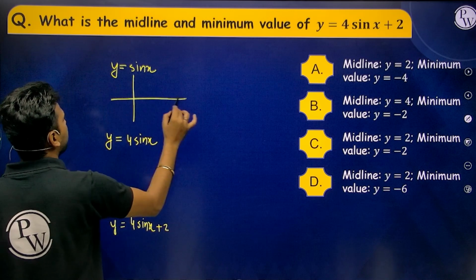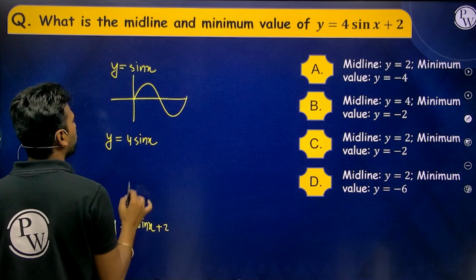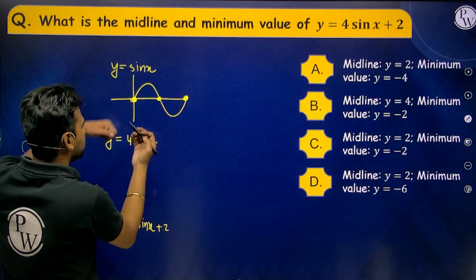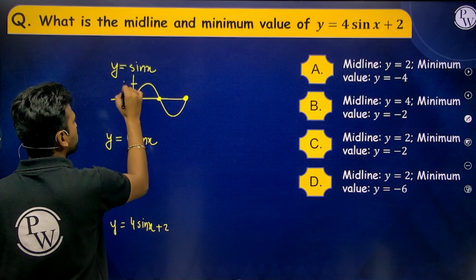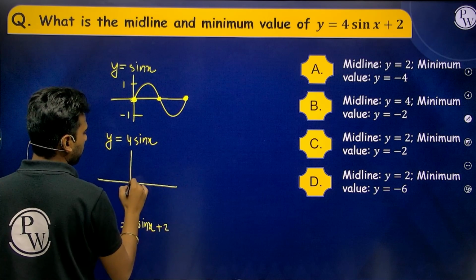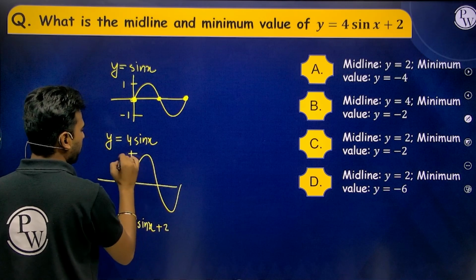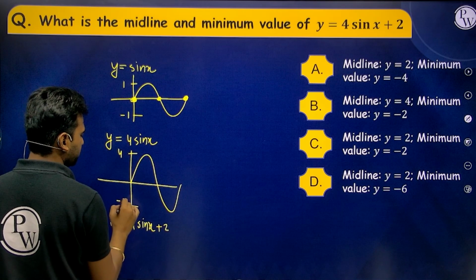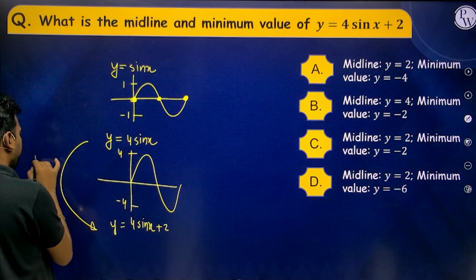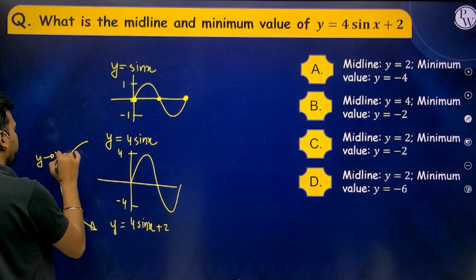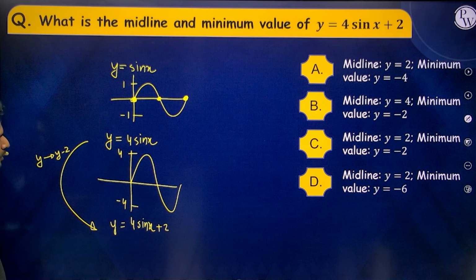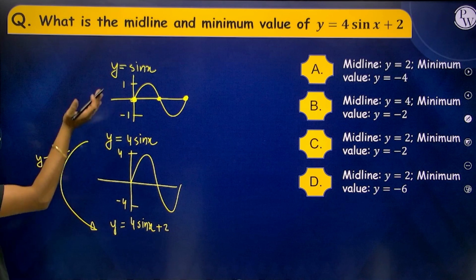So y equal to sine x looks something like this. 4 times sine x. So we need to hinge over here and then stretch it. So ultimately this was 1 and this was minus 1. So now it will go to 4 and minus 4. Yes or no, kids? Okay, then y needed to be replaced by y minus 2. If we replace y with y minus 2 over here, then only this will happen. So we need to take this graph up by 2 units.